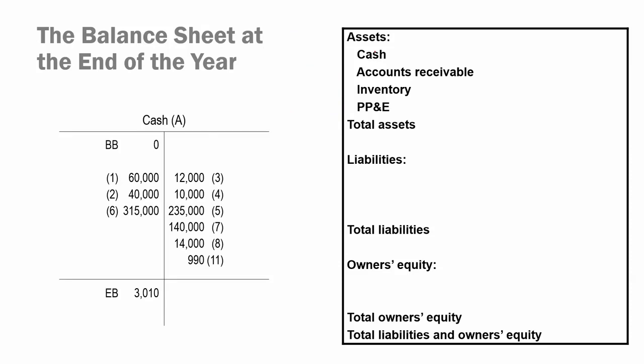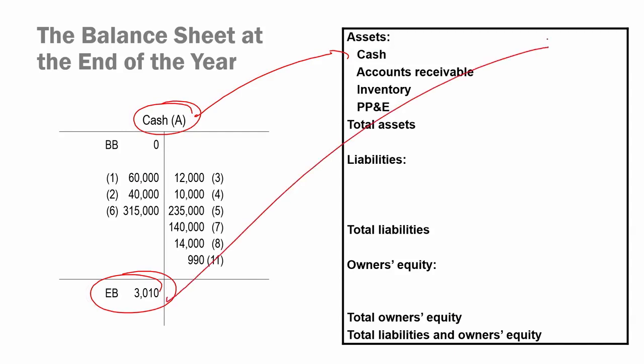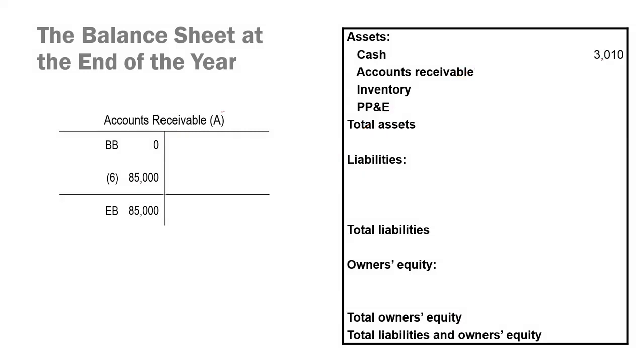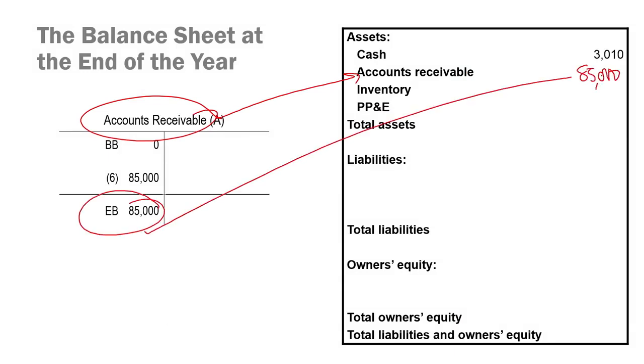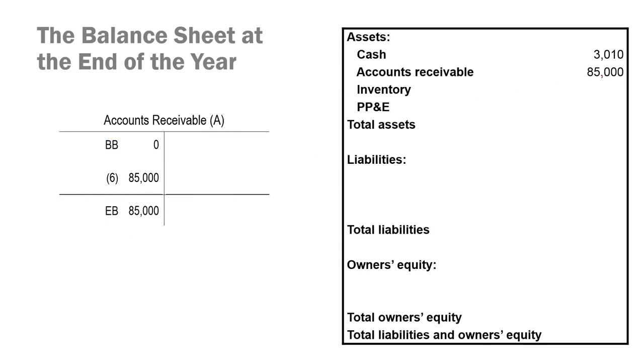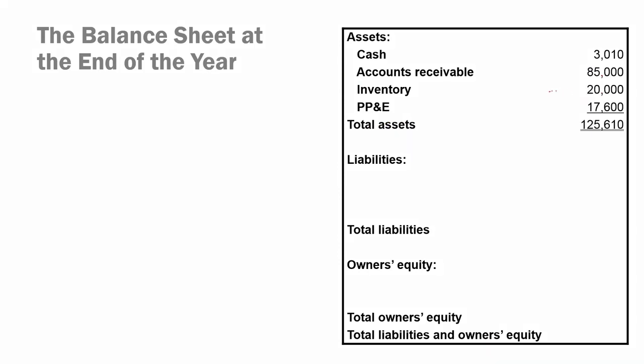Let's take a look at the cash T account. First account we put on the balance sheet. We have an ending balance of $3,010. We're just going to put that right here. Piece of cake. Let's take the next one, accounts receivable. We've put that account on the balance sheet. We're just going to take the ending balance, put it up here. Piece of cake. We're going to do that with each of those asset accounts. So we have inventory, we have property, plant, and equipment balances, and then we've totaled them to get total assets of $125,610. Pretty simple, wasn't it?